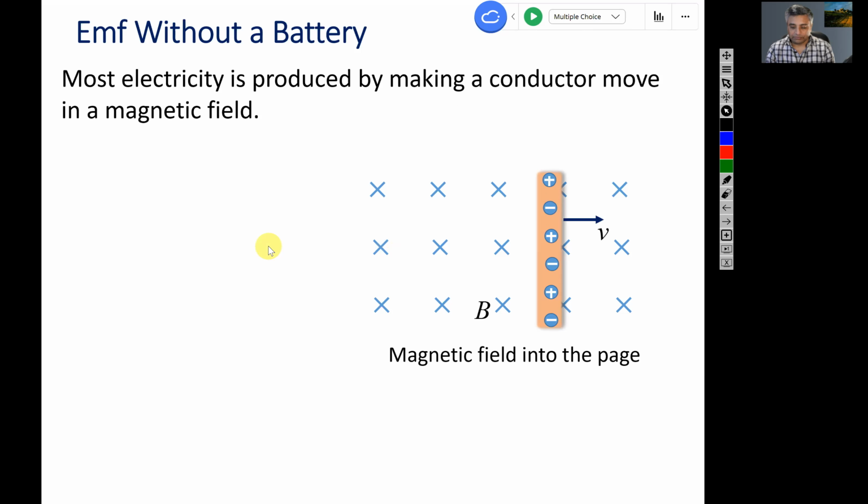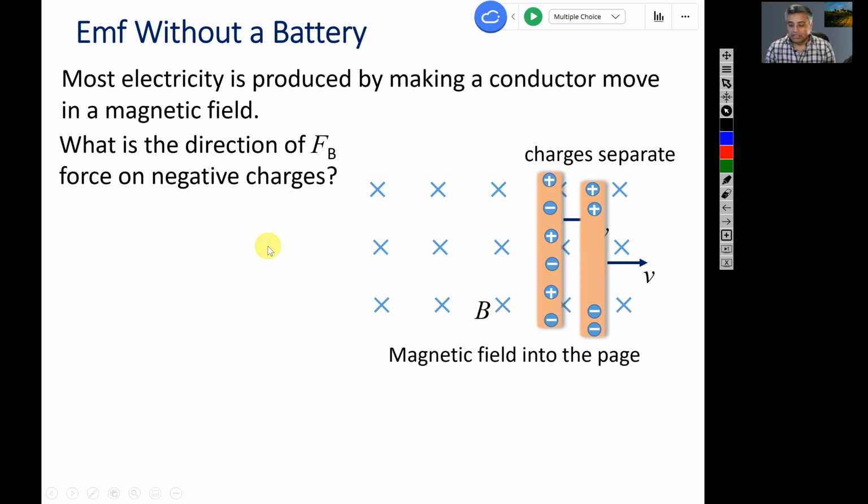They're going to separate like this, in this kind of configuration. When these charges are moving in that direction and the magnetic field is going into the page, what happens? Negative charge experiences force downward. Positive charge experiences force upward. So there's going to be positive charge on one side of the rod, and negative charge on the other side of the rod.